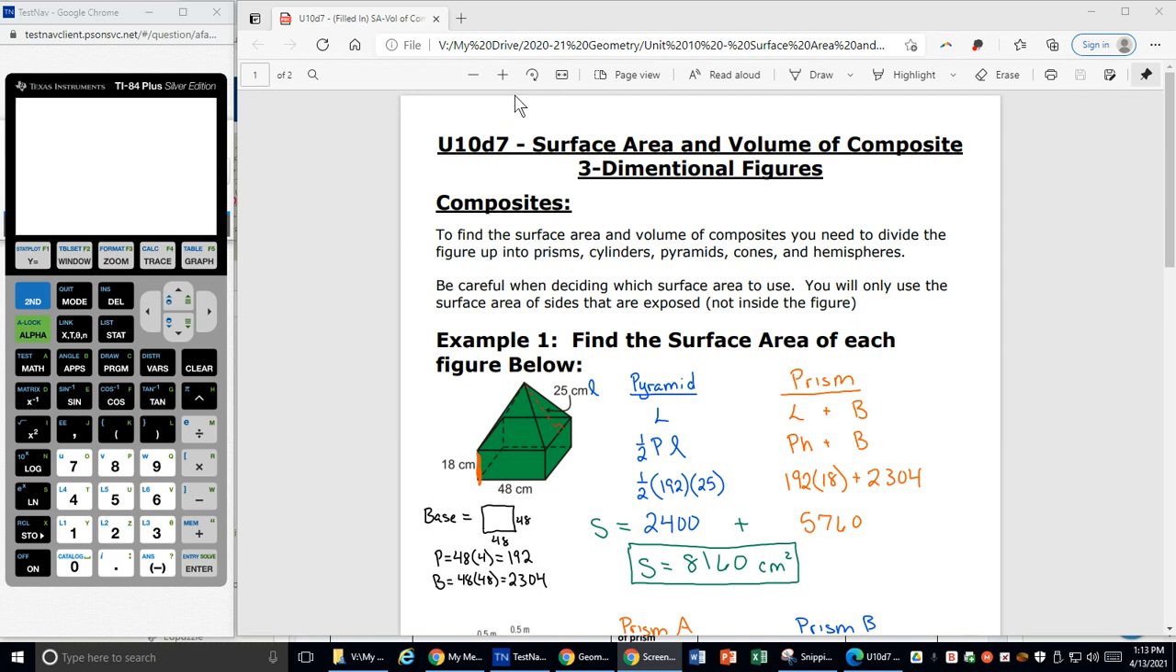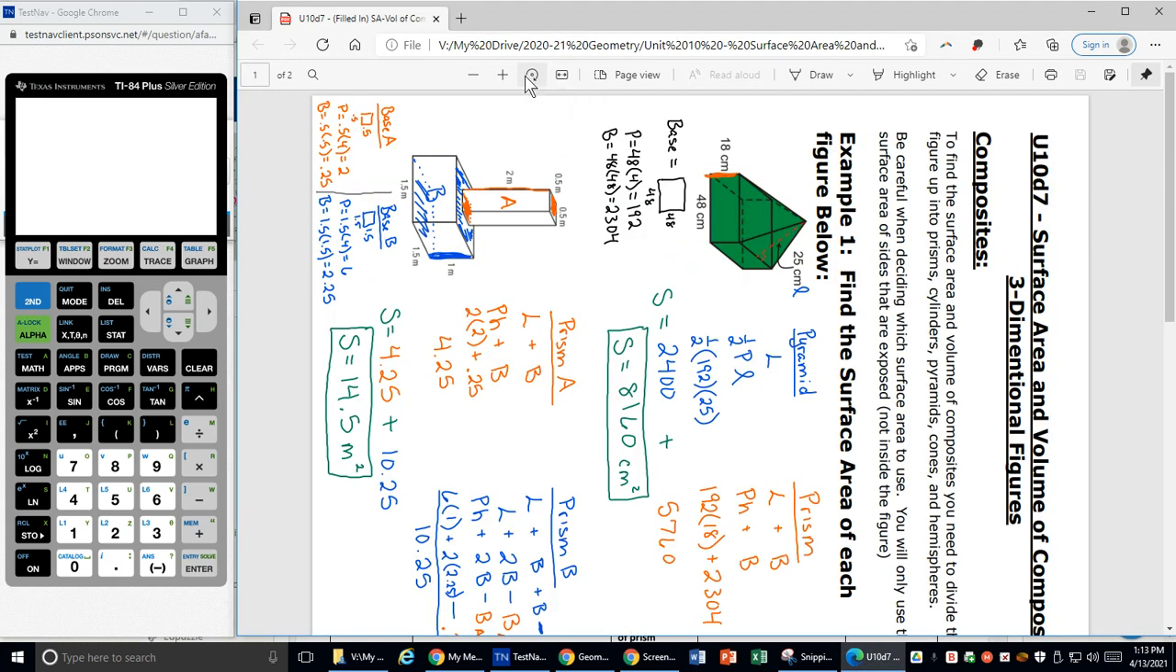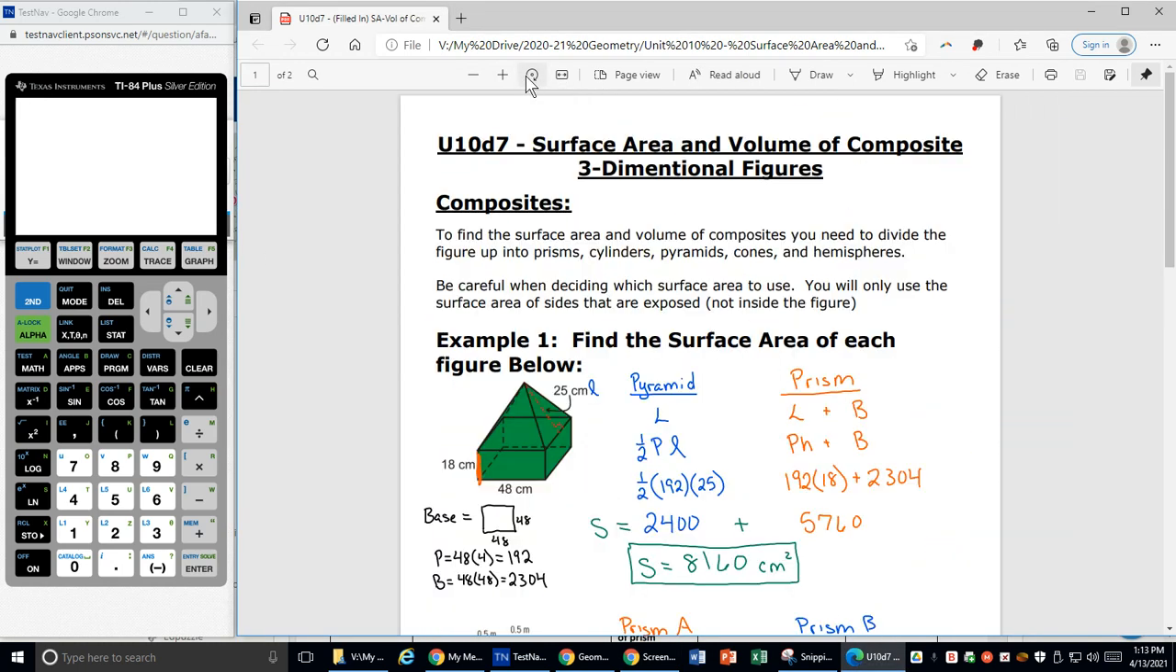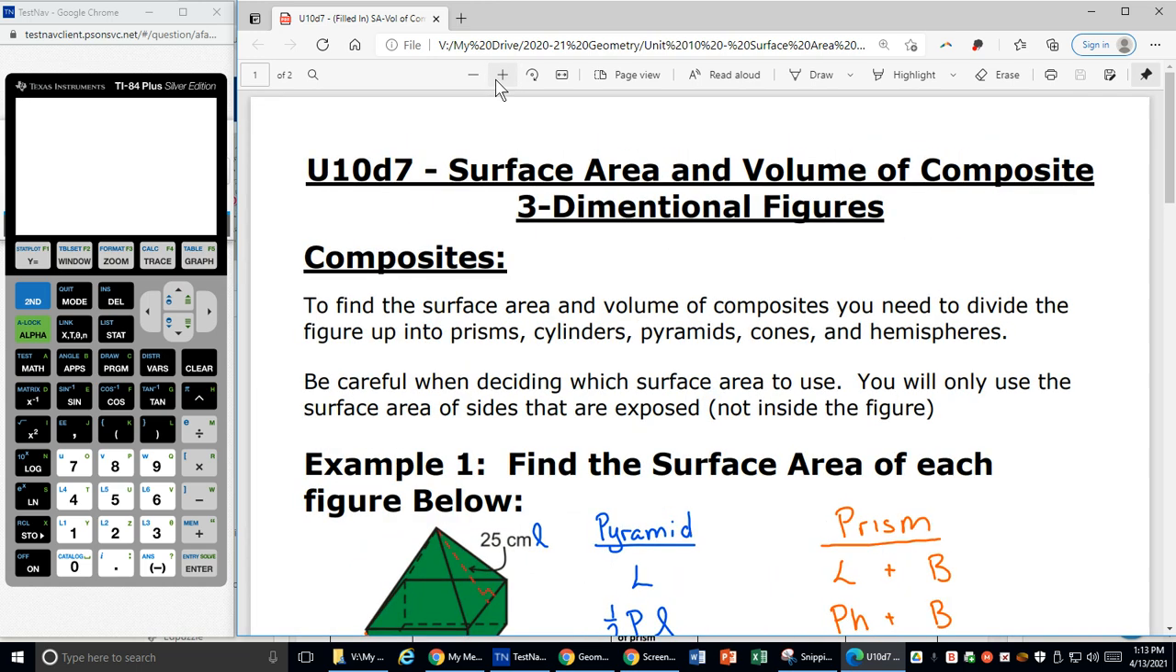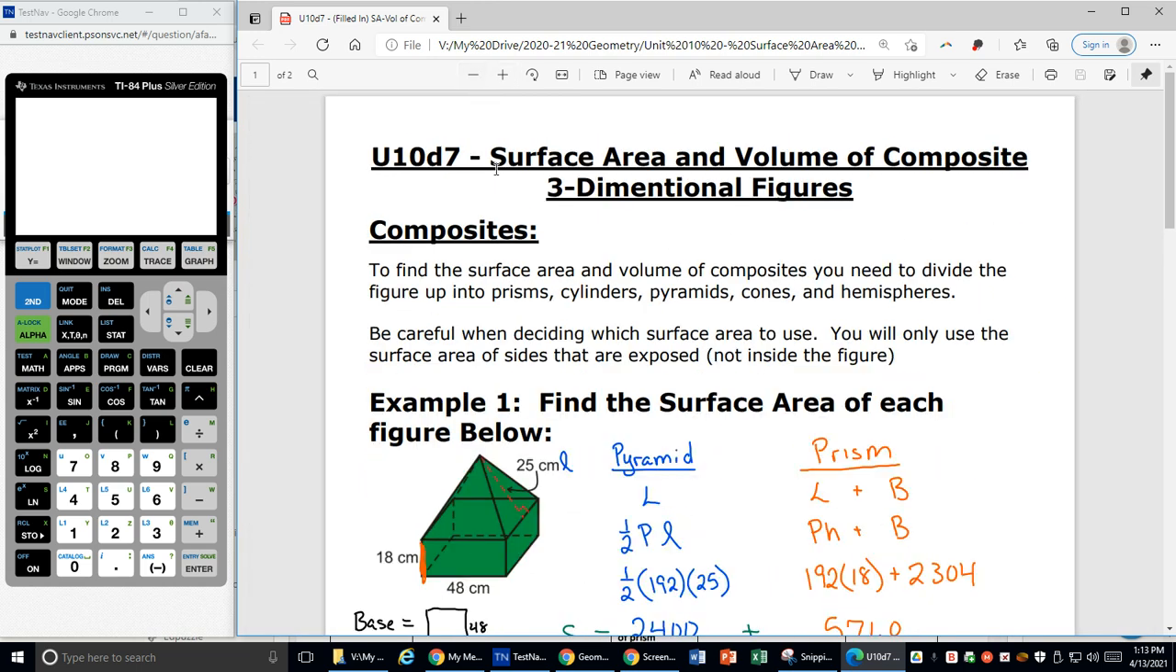Hi, welcome back. We are still on Unit 10, Day 7. Oops, sorry. We are on Unit 10, Day 7. I was trying to zoom in and I rotated myself around.